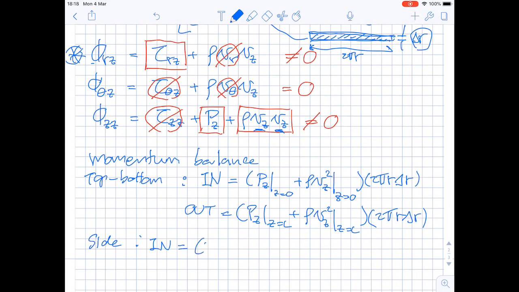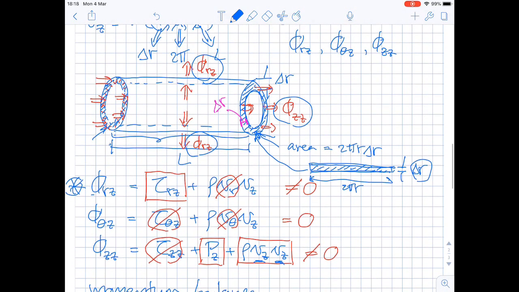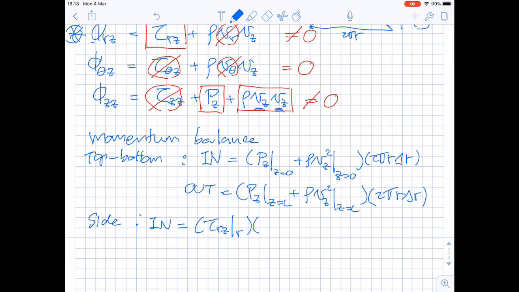So the in term is supposed to be tau Rz at location of R multiplied by the area perpendicular to the flux. If you go back here, the area perpendicular to the flux is supposed to be the side area of the cylinder. The input flux going here is going into the inner circumference of the cylinder. So the inner circumference has the area of 2 pi r times L.